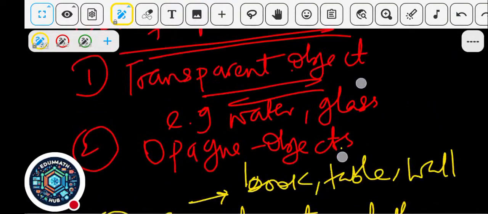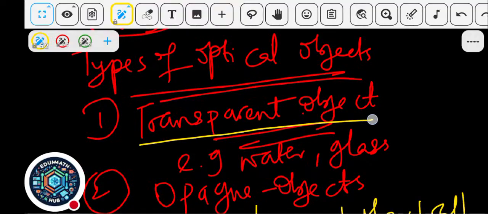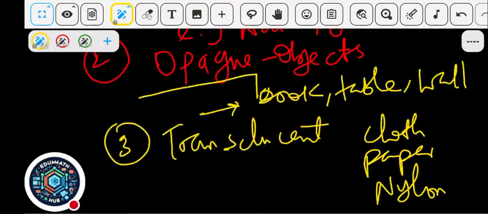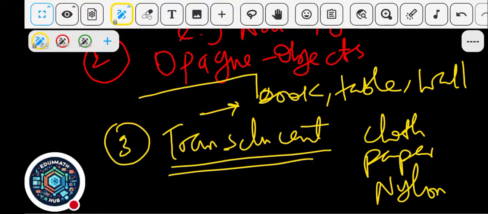So there are three types here. Transparent, we allow light to pass through completely. Opaque, we do not allow light to pass through at all. While translucent, we allow some amount of light to pass through. So these kinds of materials, you call them translucent. Examples of that are cloth, paper, and nylon. So I hope you understand that part.